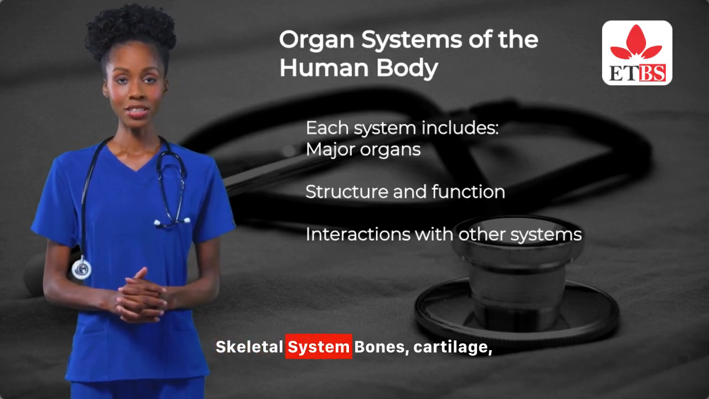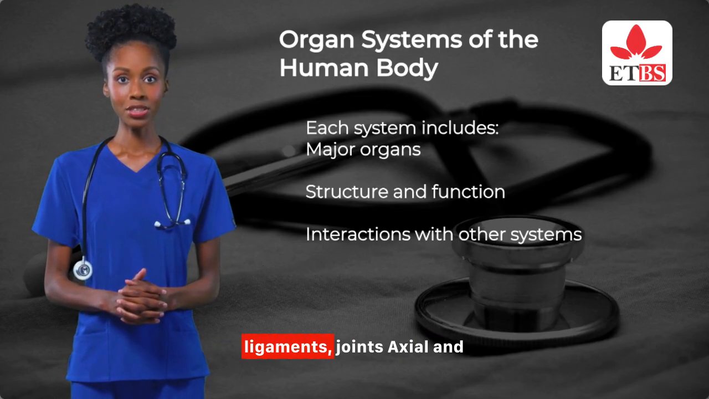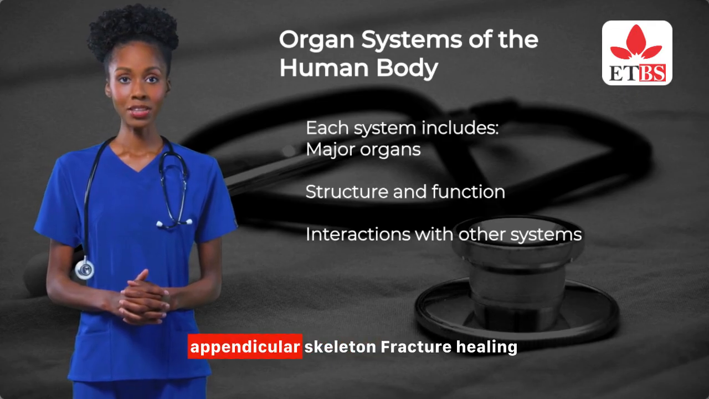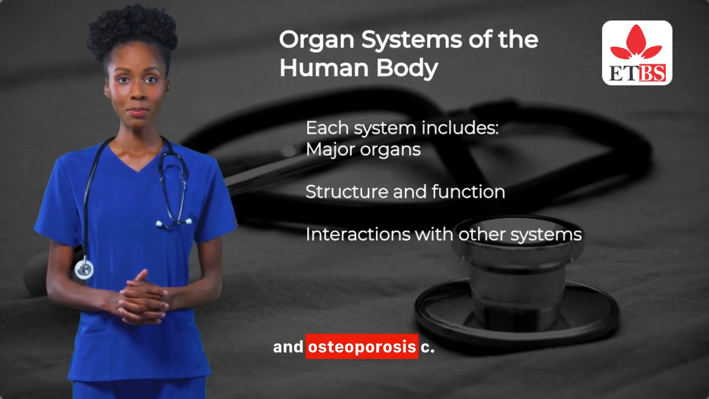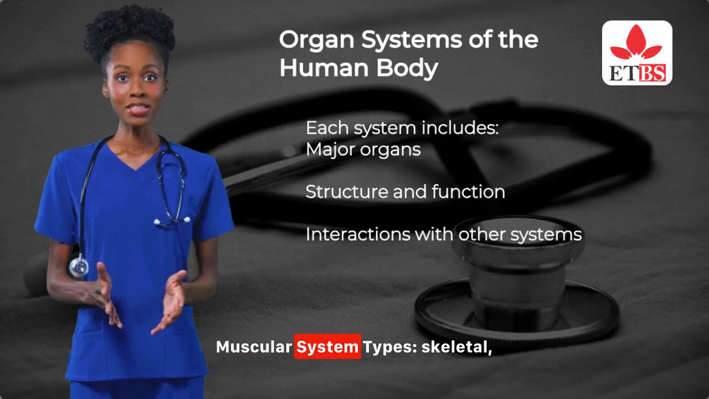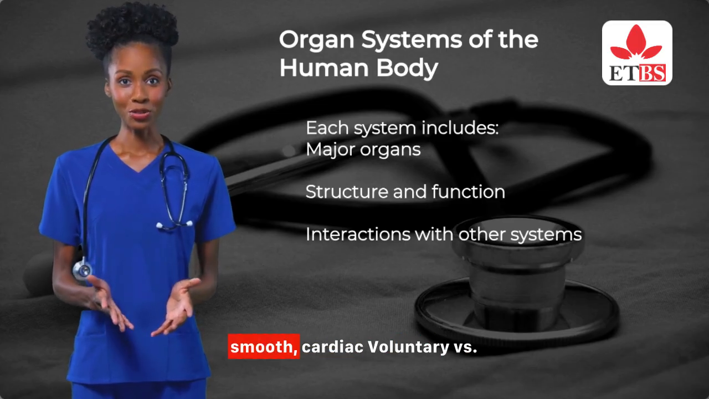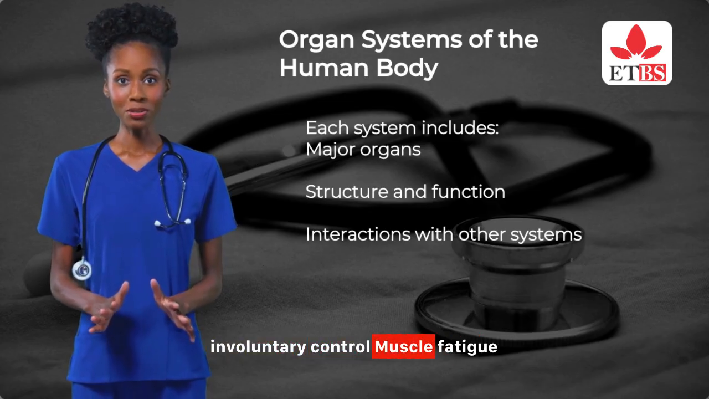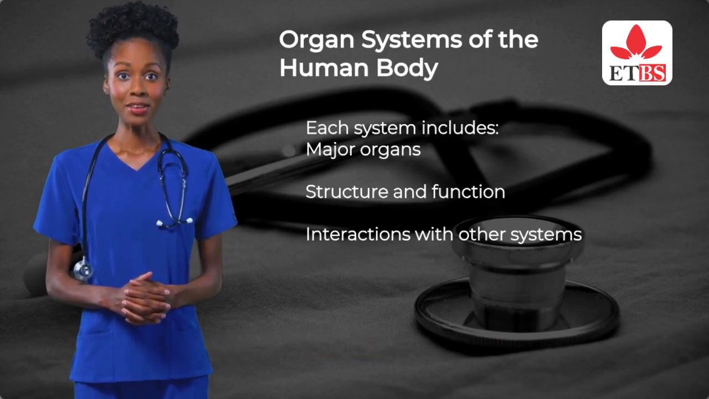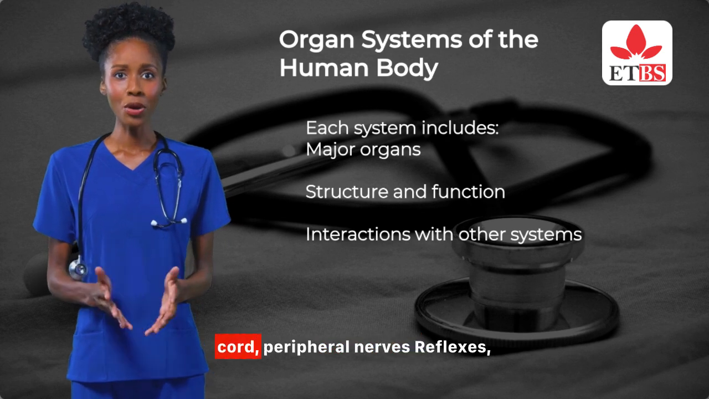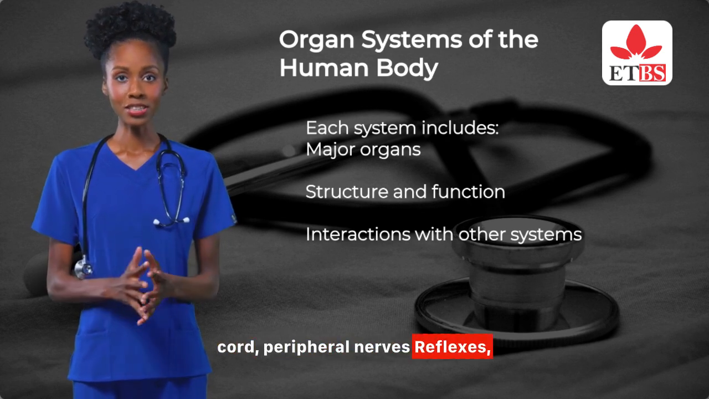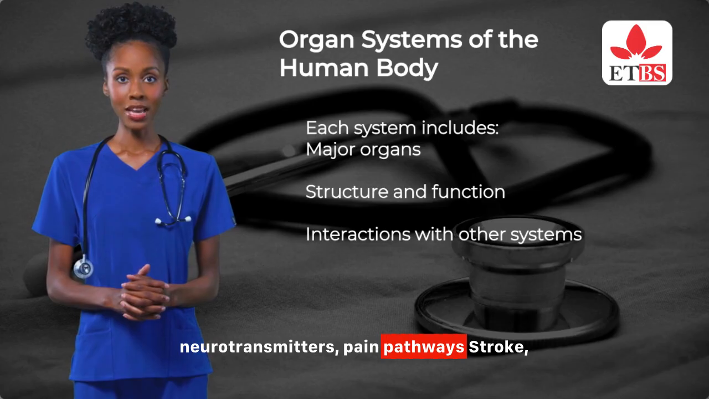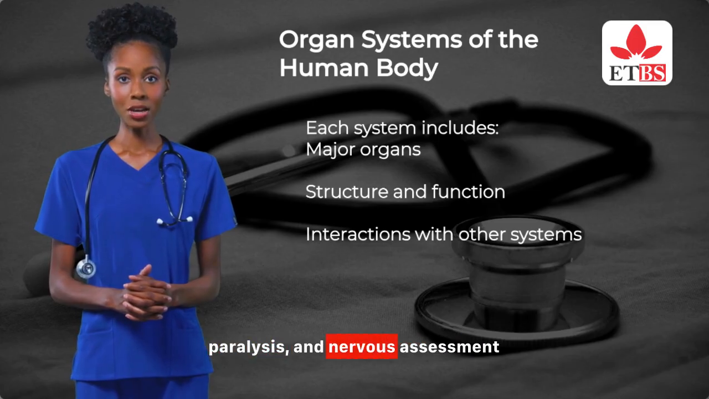B. Skeletal system: bones, cartilage, ligaments, joints, axial and appendicular skeleton, fracture healing and osteoporosis. C. Muscular system. Types: skeletal, smooth, cardiac, voluntary versus involuntary control, muscle fatigue and spasms. D. Nervous system: brain, spinal cord, peripheral nerves, reflexes, neurotransmitters, pain pathways, stroke, paralysis, and neurological assessment.